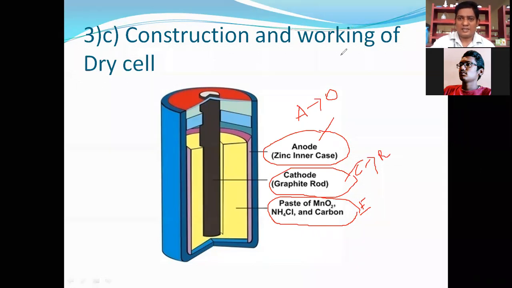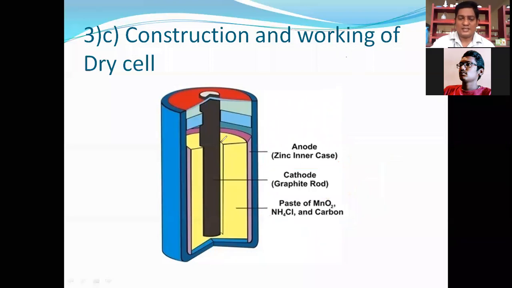Now we can have a simple example here, the Leclanche cell or the dry cell. In the Leclanche cell, the dry cell, you are taking a graphite rod, and this graphite rod is known to be cathode. The outer body is nothing but a zinc metal cap, and this zinc metal cap is known to be anode.